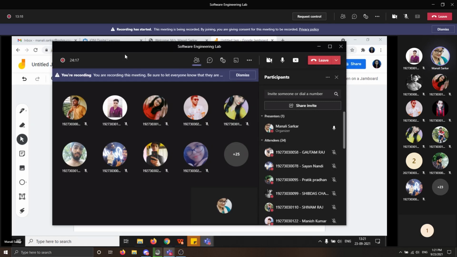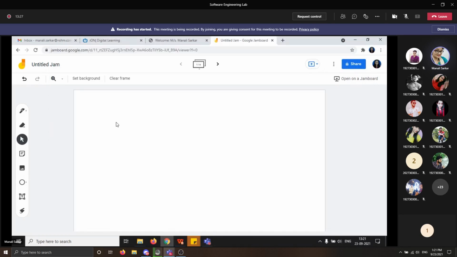So basically, see here. The COCOMO model is having three categories. One is organic, another one is semi-detached, and the other one is embedded. So what is organic?